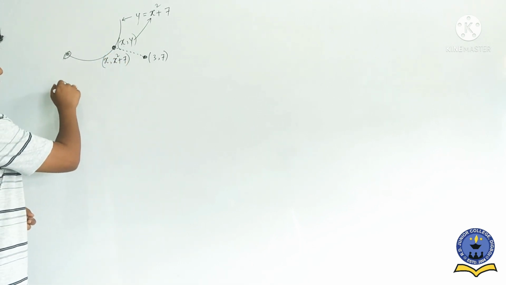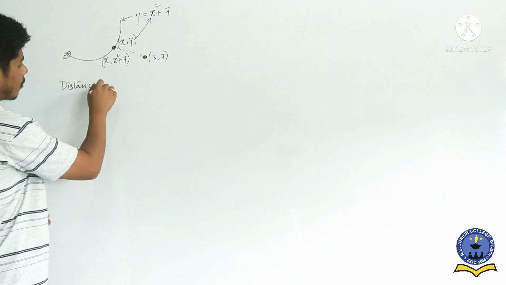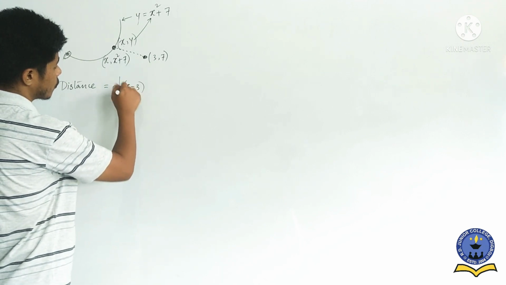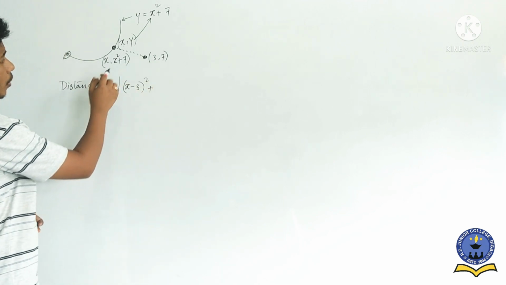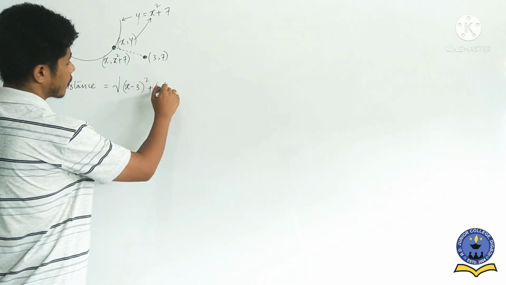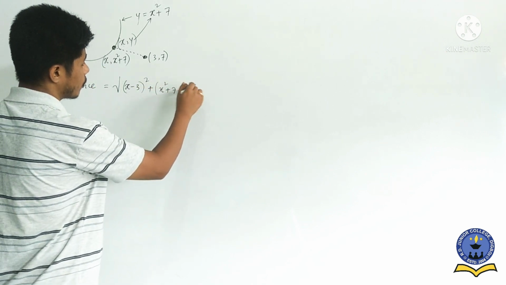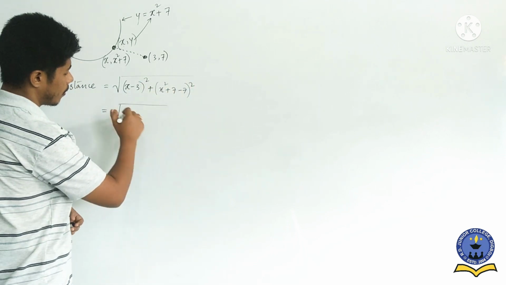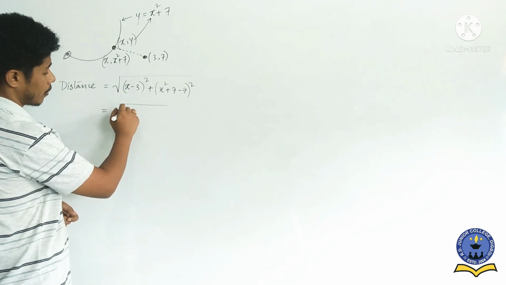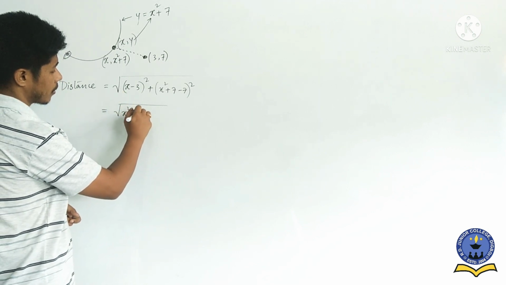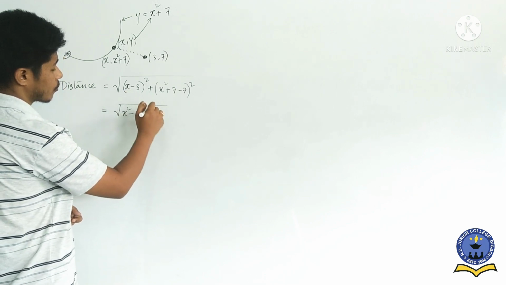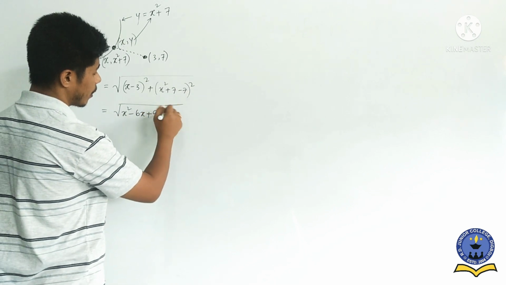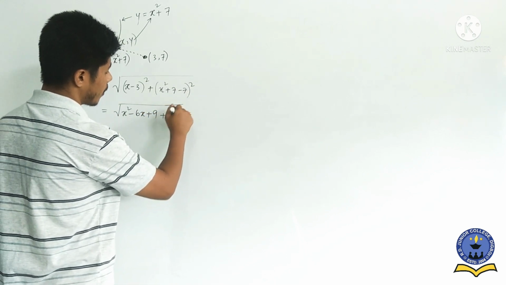Now we have to find the shortest distance between these two. So using the distance formula, what do you have to write? Root over (x minus 3) whole square plus (x square plus 7 minus 7) whole square. This one is the distance formula, isn't it? Expanding this, we get root over x square minus 6x plus 9, and in this case the 7 cancels. So simply what remains is (x square) whole square.